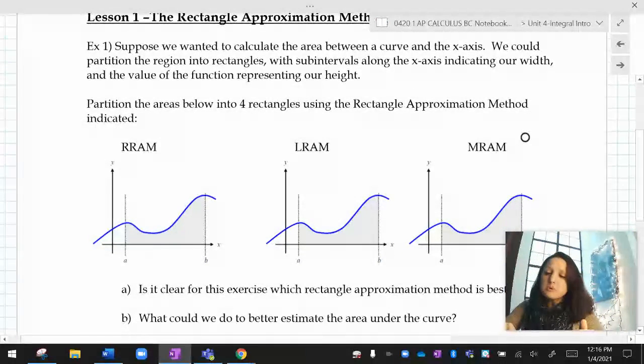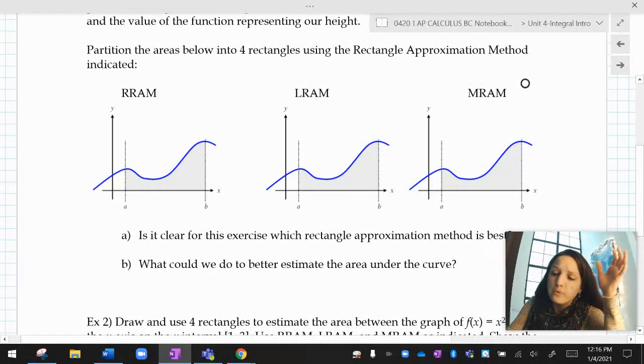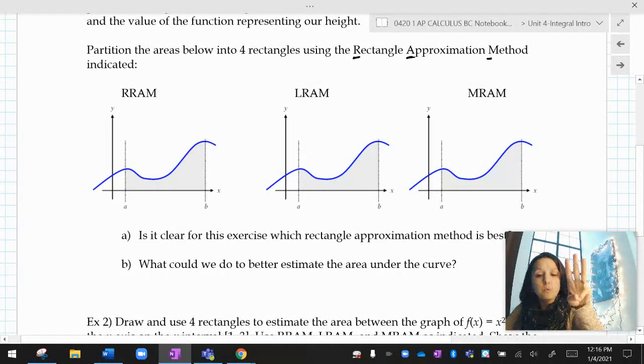Suppose we want to calculate the area between a curve and the x-axis. We could partition the region into rectangles, with subintervals along the x-axis indicating our width and the value of the function representing our height. So we are going to use what's called the rectangle approximation method, and there are three methods: RRAM, LRAM, and MRAM. RRAM stands for the right rectangle approximation method. LRAM stands for the left rectangle approximation method. And MRAM stands for the midpoint rectangle approximation method.